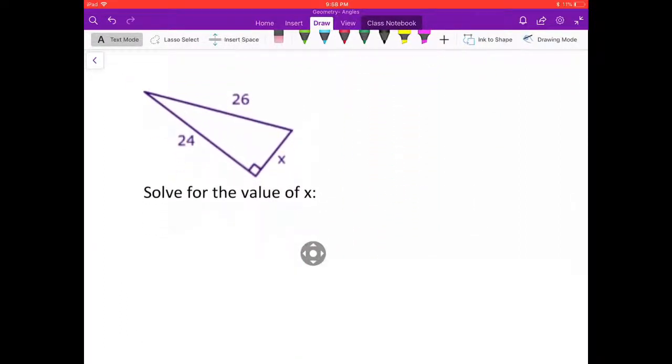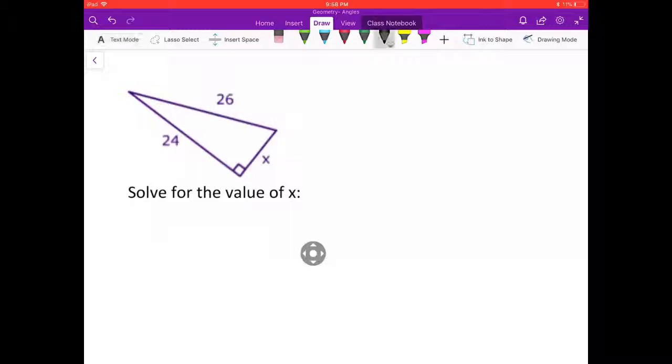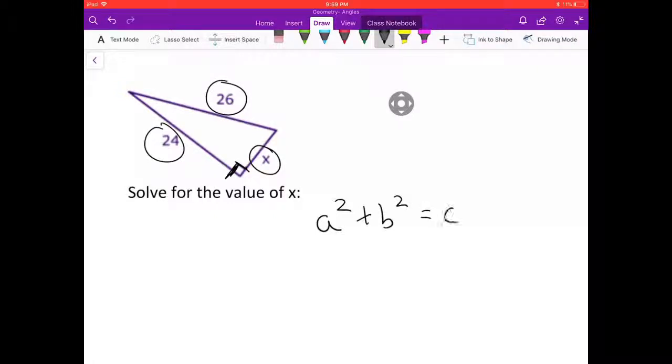Alright, so this time we're going to solve for x. Again, I have a right triangle, and I'm dealing with 3 sides. So I know that tells me that I want to use my Pythagorean Theorem. So I'm going to set up my a squared plus b squared equals c squared.